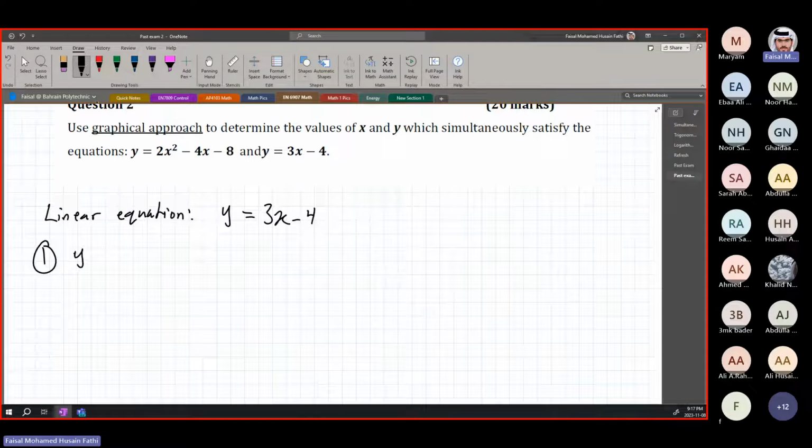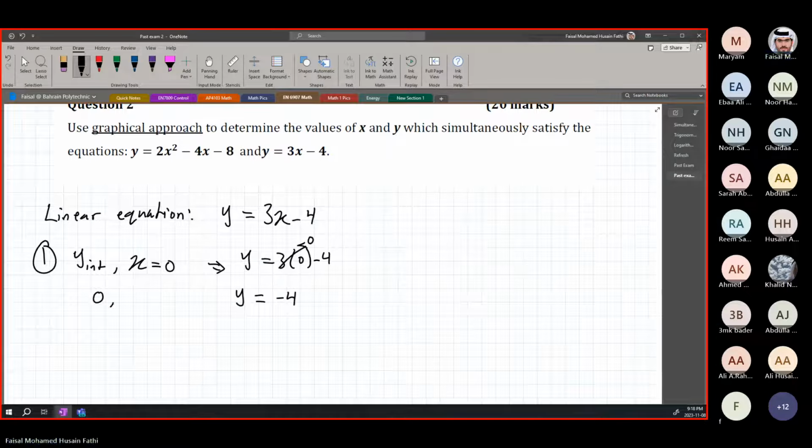What does y-intercept mean? Y-intercept means when x is equal to 0. Therefore, y will be equal to 3 times 0 minus 4. This goes to 0. These parentheses aren't needed, I don't know why I put them here. So y is equal to minus 4. Okay, this is our first point, which is 0, minus 4.